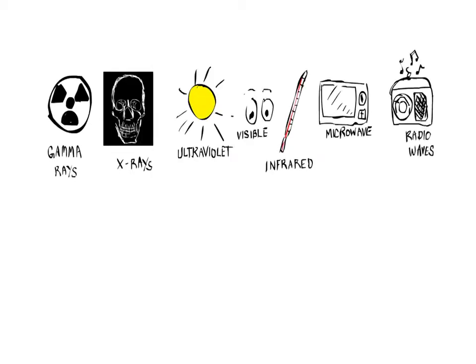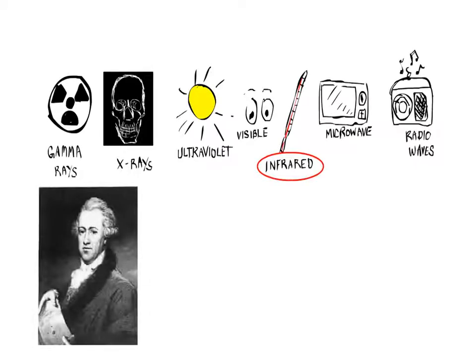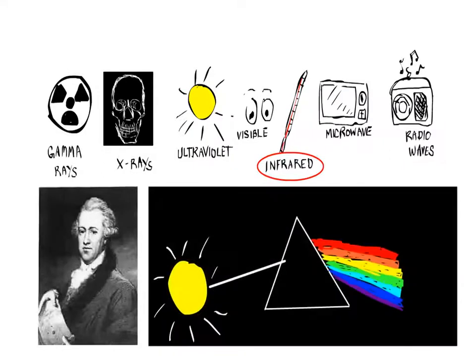Infrared radiation is part of the electromagnetic spectrum. It was discovered by William Herschel, who found that when he separated light from the sun into its different colours, beyond the red colour, invisible to the eye, there was some other type of radiation that caused the temperature to rise.